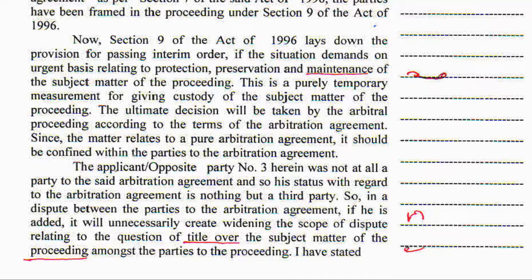I have stated earlier that the proceeding under Section 9 of the Act of 1996 is purely for taking interim measures for protection over the subject matter of the arbitration agreement, and in order to take such measures, the presence of the applicant, the opposite party number 3 herein, is not at all necessary at the time of hearing of the said proceeding.